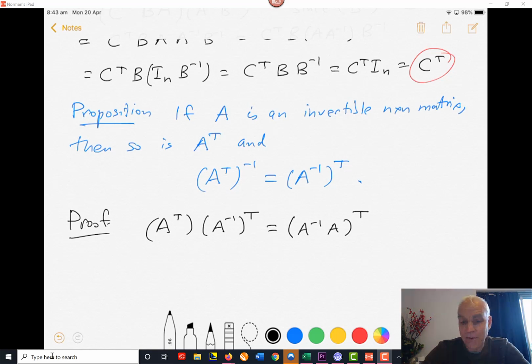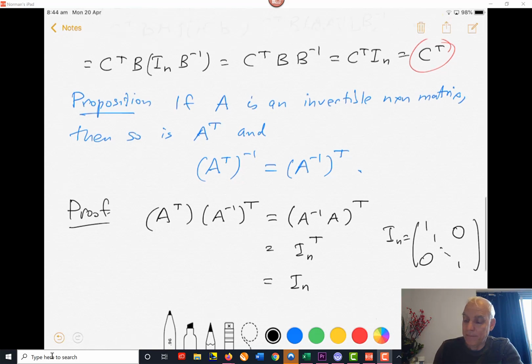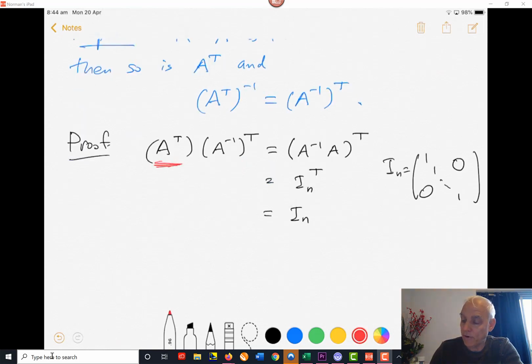But when we take A inverse times A, we're getting the n by n identity matrix. So we just get the transpose of the identity matrix. And I remind you that the identity matrix looks like this. It's got ones down the diagonal and zeros everywhere else. So when you take its transpose, you just get the identity matrix. It is a symmetric matrix. It's equal to its own transpose. And what does that tell us? That tells us that if we want to know what the inverse of A transpose is, well, here it's going to be.